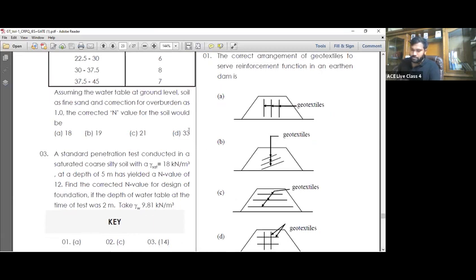Yeah. If you observe, the correct arrangement of the geotextiles to serve reinforcement function. So this is not the way. How are we going to provide the geotextiles? So geotextiles are going to be provided in this manner. Yes or no? So this is the correct way. The geotextiles are not going to be provided vertically and horizontally. They are not going to provide that. The sheet is going to be spread horizontally.